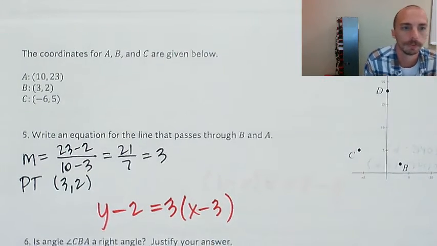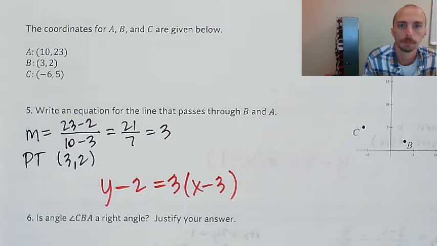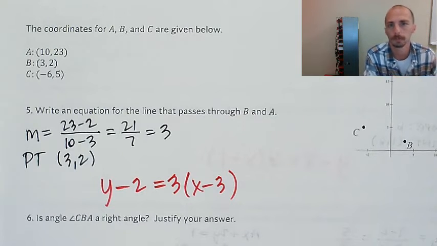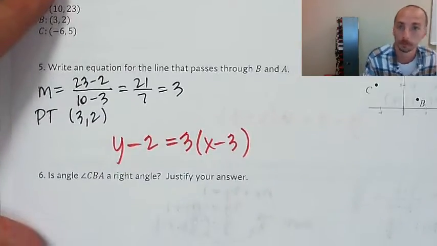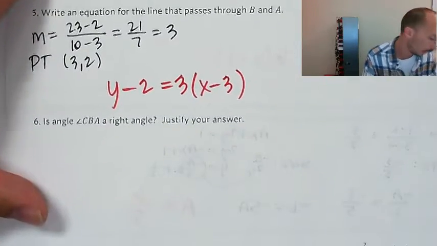And that's a perfectly valid response. We could also have done slope-intercept form, and that would be another equation. It's one equation, not multiple equations.